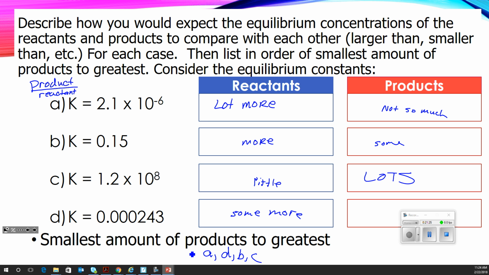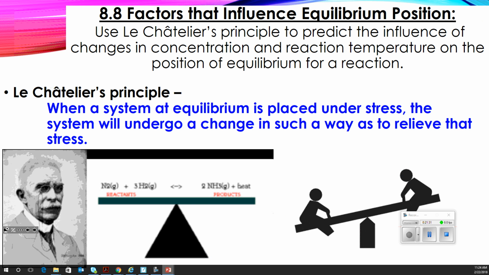So then I can say, okay, if it's a small number, I have more reactants. If it's a large number, I've got more products. Okay, so that gets in your head. Okay, so then we're going on to Le Chatelier. Le Chatelier's principle basically is like a teeter-totter. If I add a stress, the system is going to react to relieve the stress.